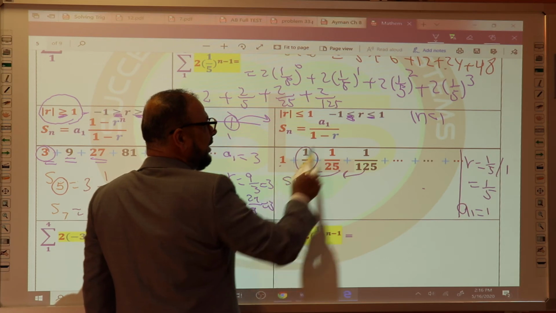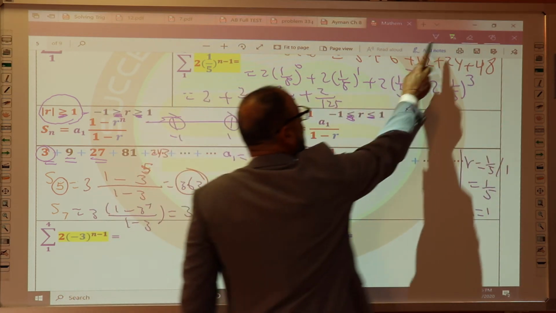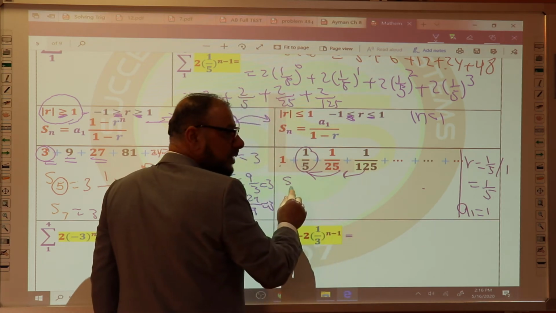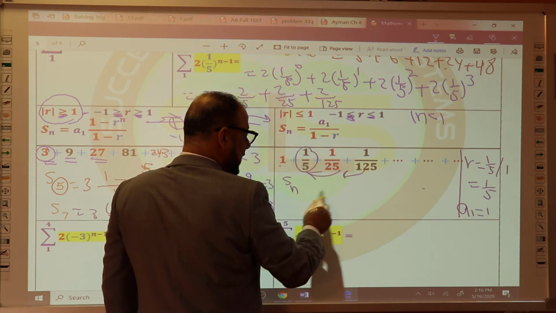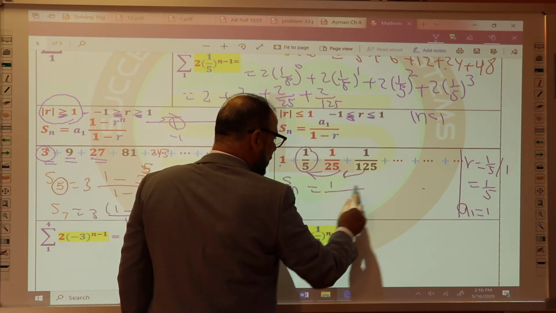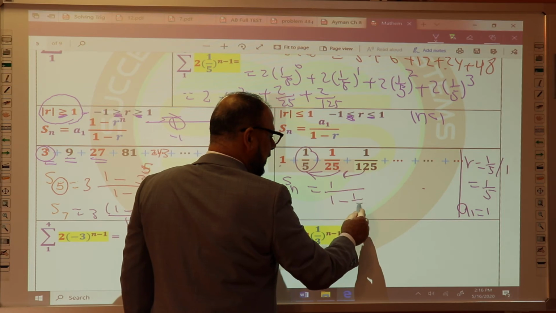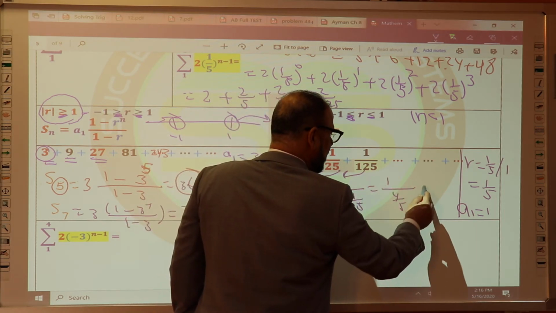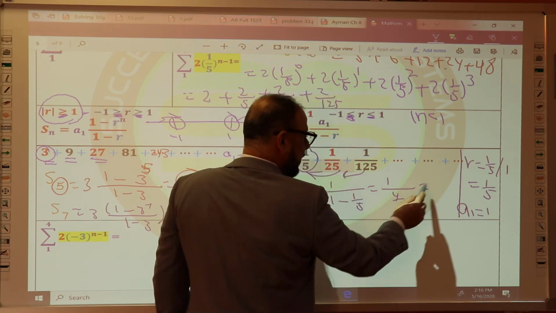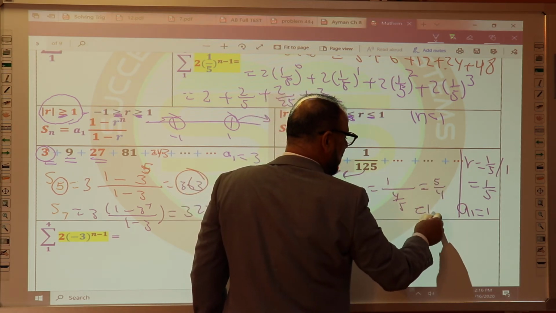Then let me find Sn. Let me see what's Sn. You see? Ismail, you see that? Sn, the sum of the n geometric sequence, you apply the formula A1 over 1 minus R. How much is it? 1 over 1 minus 1/5, which is 1 over 4/5, which is 1 times 5 over 4, which is 1.25.